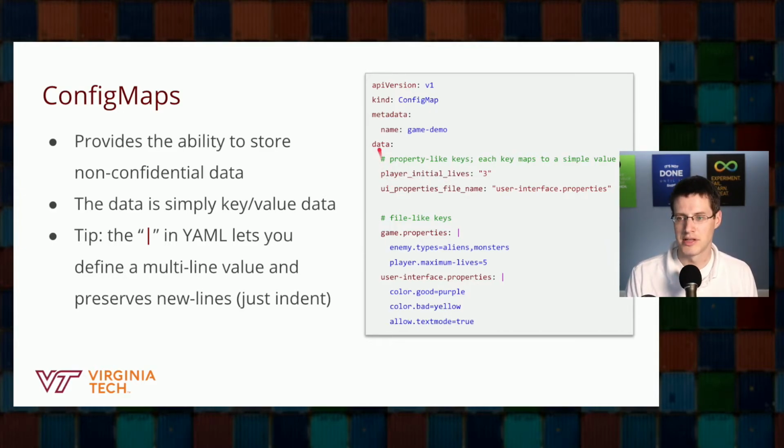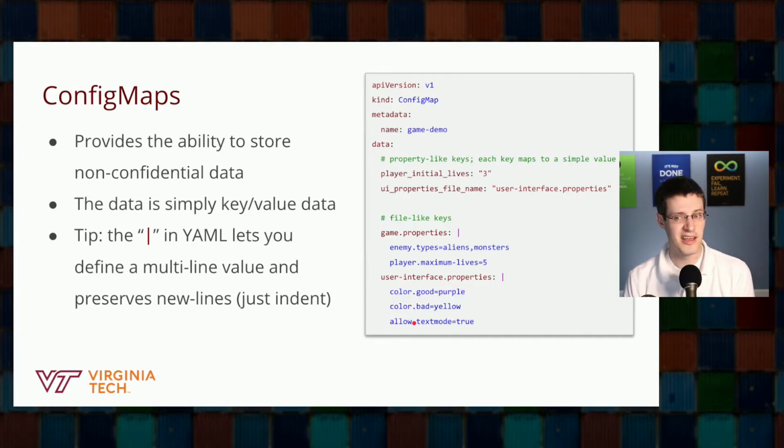So again, under data, it's just key value pairs. These are more property-like, where it's just key value, key value. But then these are a little bit more file-like. At the end of the day, they're still just key value, but they're a little bit more file-like. And so there's a key name game.properties. Again, it's just a key name. And the value, if you use the pipe in YAML, it allows you to have a multi-line value. Okay, and then it will preserve all the new lines. So game.properties will have these two lines as its contents. Okay, and same thing for user-interface.properties.